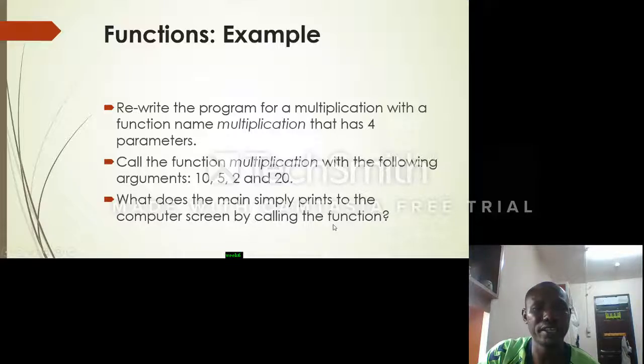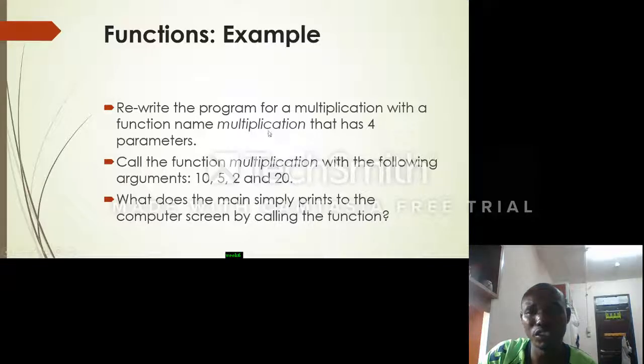Example, look at this example. Rewrite the program for a multiplication with function name multiplication that has 4 parameters. In the previous one we had only 2 parameters. So what's expected now is to rewrite the program, but this time for multiplication. The name of the function should be multiplication and it should have 4 parameters. But remember in the previous one, the name of the function was addition and it had 2 parameters.